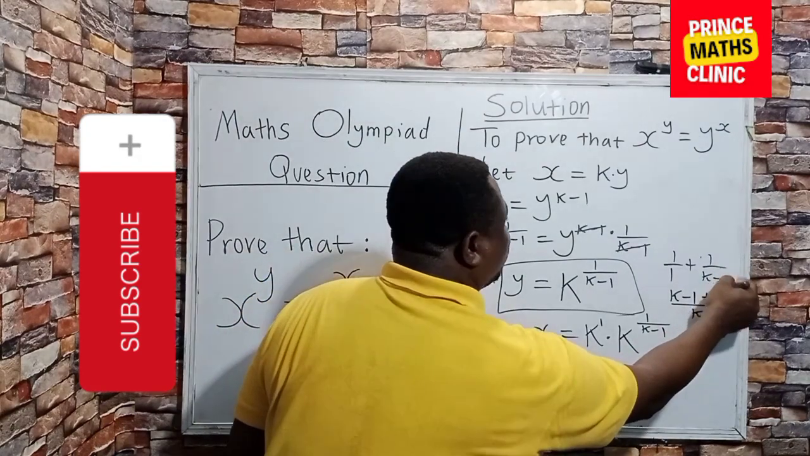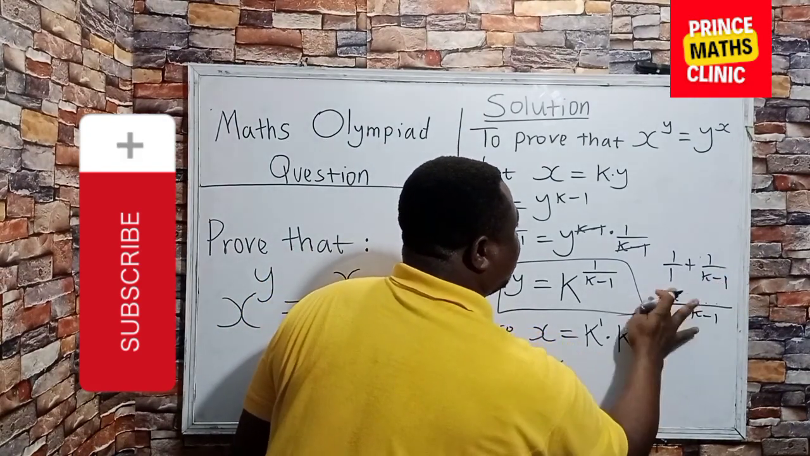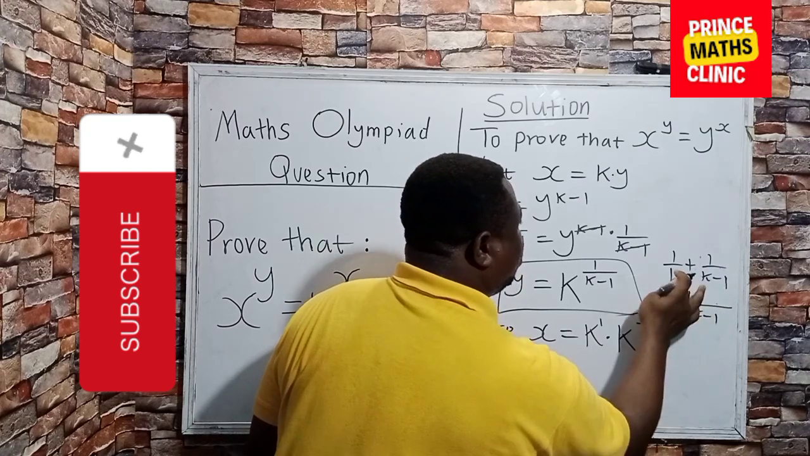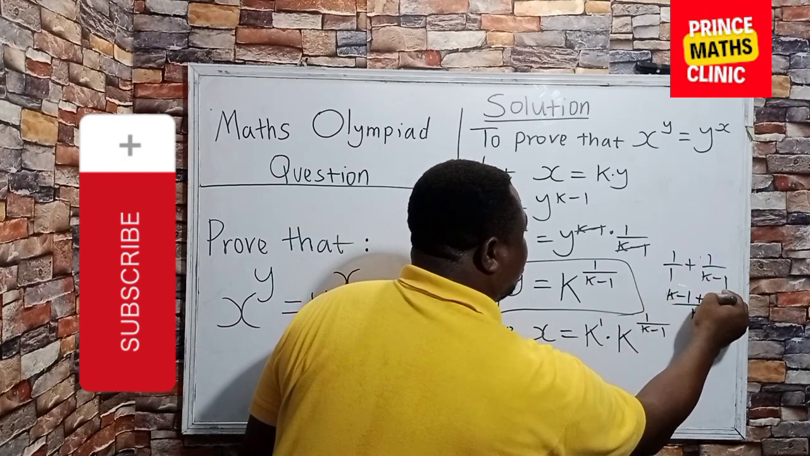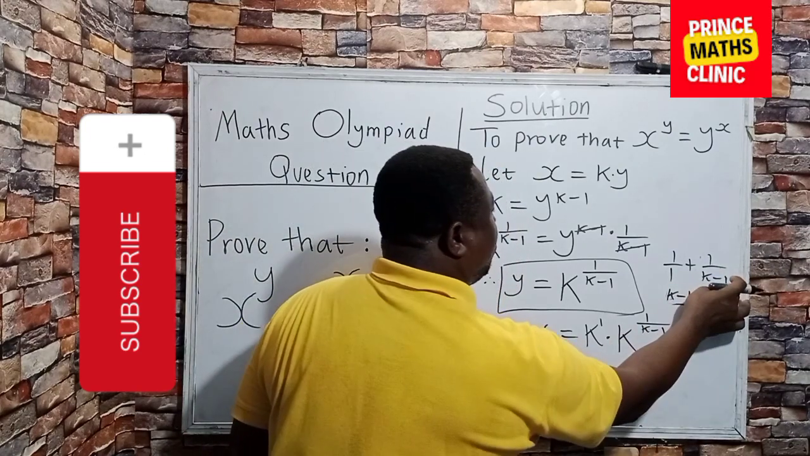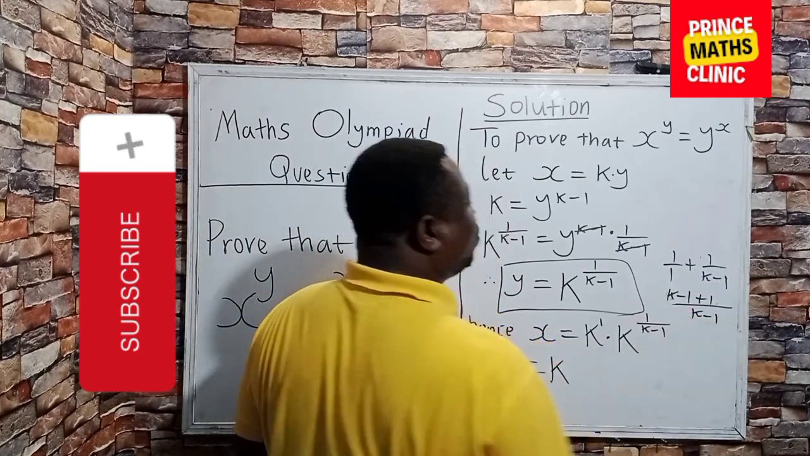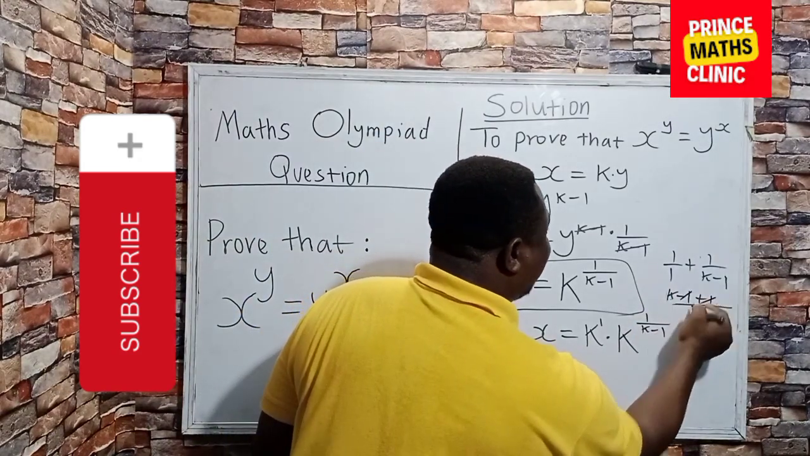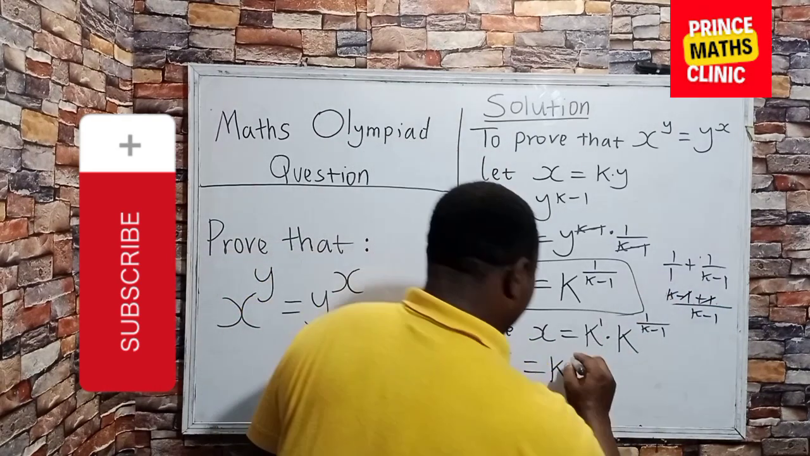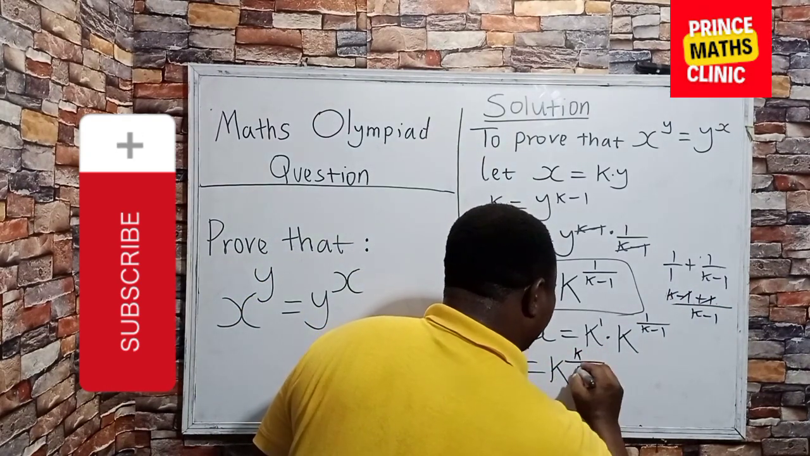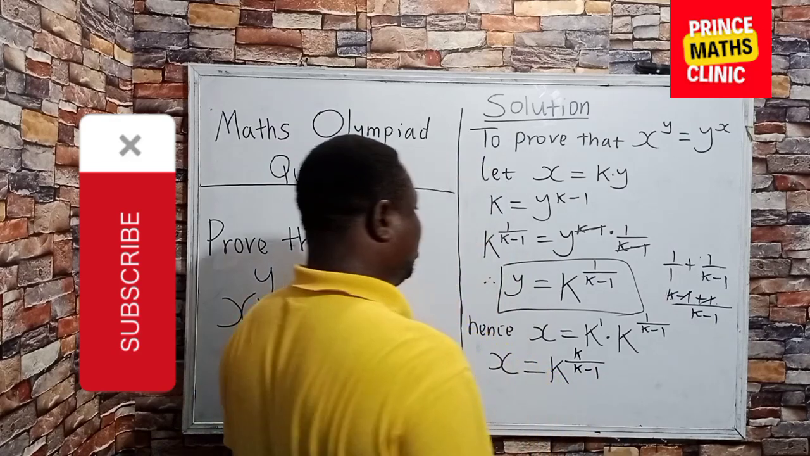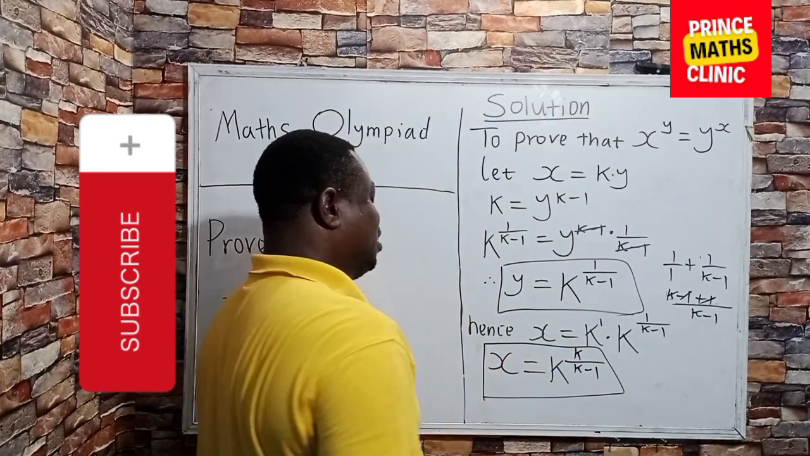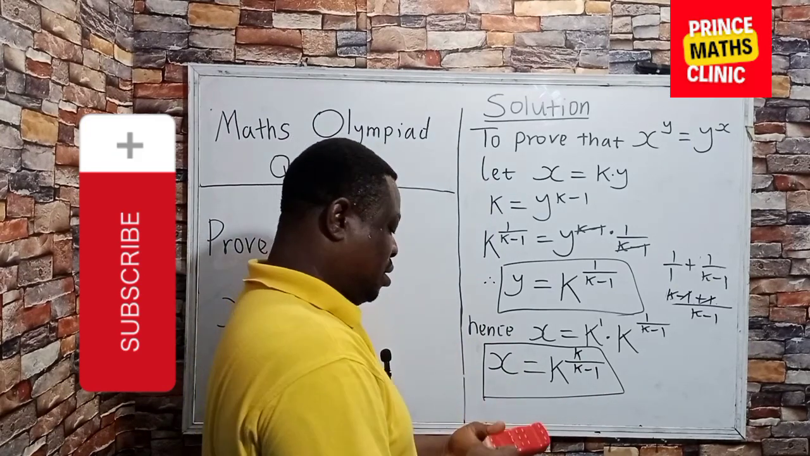Just say k minus 1 multiplied by 1, you get k minus 1. Then you say 1 times 1, you get plus 1. Then you say k minus 1 times 1, you get k minus 1. So you are obtaining the same thing. So minus 1 plus 1 will cancel out. So you are left with k over k minus 1. So this is the value for x. So this is what x represents.